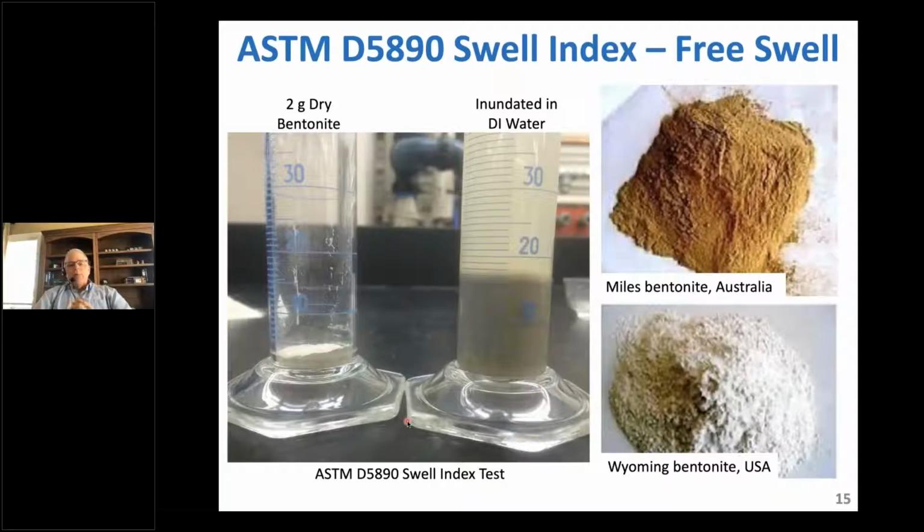Well, one way that we measure that, we use the D5890 swell index test. Many of you run a test like this. This is a very simple, wonderful test that really provides us a lot of information about sodium bentonite. We take the bentonite, we grind it, we fill a 100 ml graduated cylinder with the hydrating liquid up to about 90. Then we drop in our bentonite very slowly and allow it to settle down through the water column.